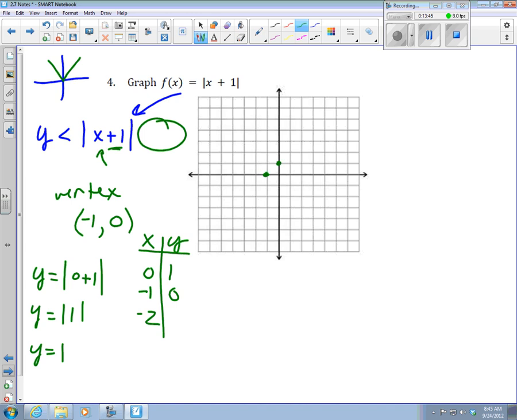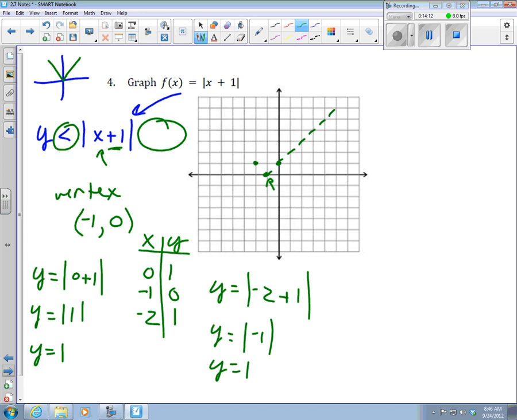Plugging in negative 2, the same thing. Plugging it in for that x, y equals the absolute value of negative 2 plus 1. Well, that's going to equal the absolute value of negative 1. That's still going to equal 1. Right here. You can see there's my V. Here's my vertex right here. It's a dotted line because it's just less than. And there's my graph. Now we just have to decide whether we shade inside, above it, or down below it.